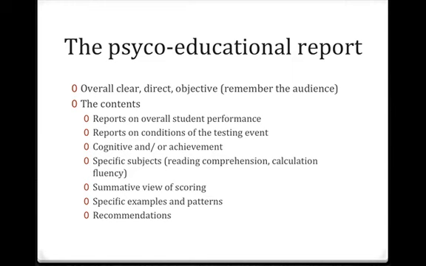Cognitive and achievement are the two broad areas we look at in assessment. We're going to go into these in a little more detail in a second, but we want to report on the results there. Specific subjects like reading comprehension, especially if the child has been reported as having difficulty understanding what they've read, but they've got everything else down. They're doing great. So that would be the area of focus for the assessment.